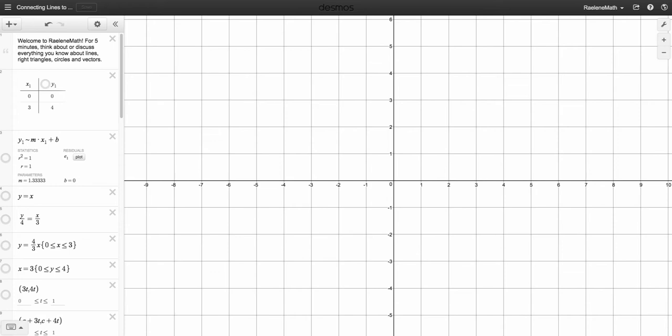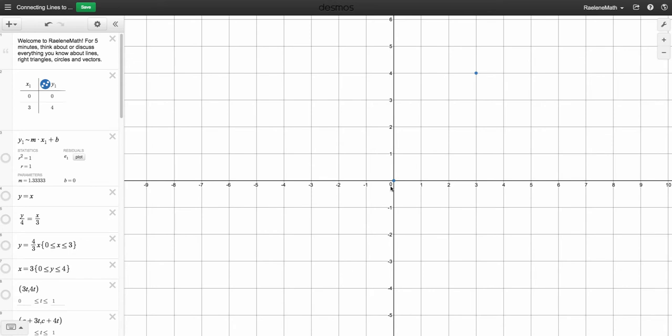Otherwise, let's get started. Let's consider 2 points on a graph. Let's say 0, 0 and 3, 4. So once we have these 2 points plotted, there's lots of things that we might do to connect them. We could draw squiggles, or we could draw some steps to get up to this height. But one of the simplest things we can do is put a line through 2 points.